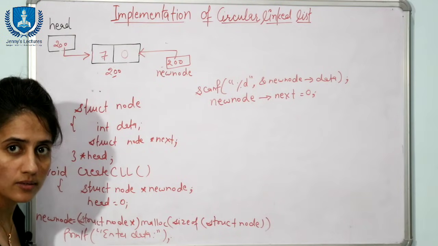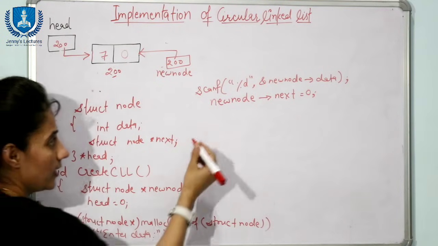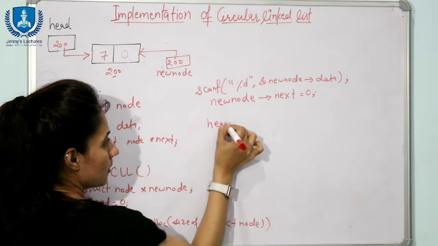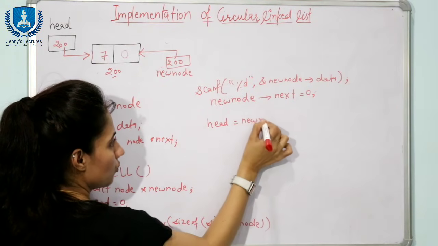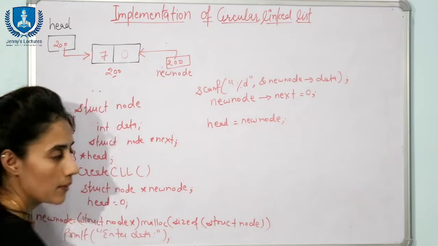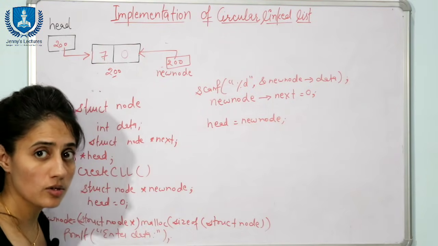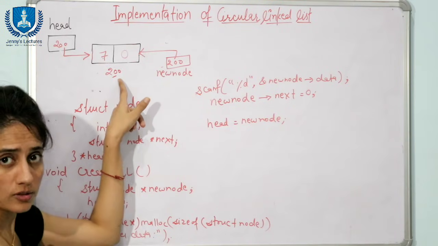Now this is a list, right? So directly I can write here: head is equal to new node. Fine. But this is not done. That is fine if you insert the first node.